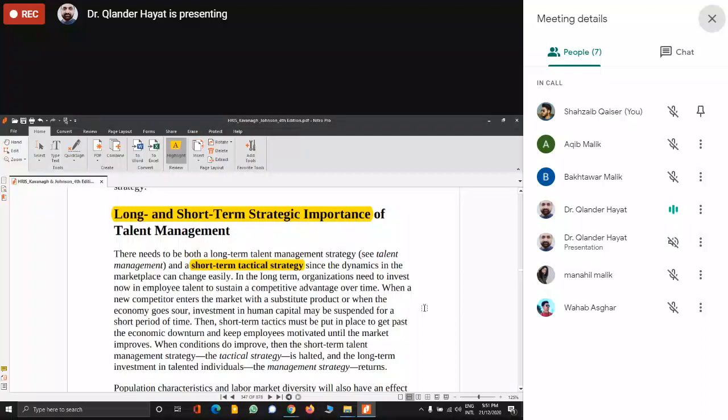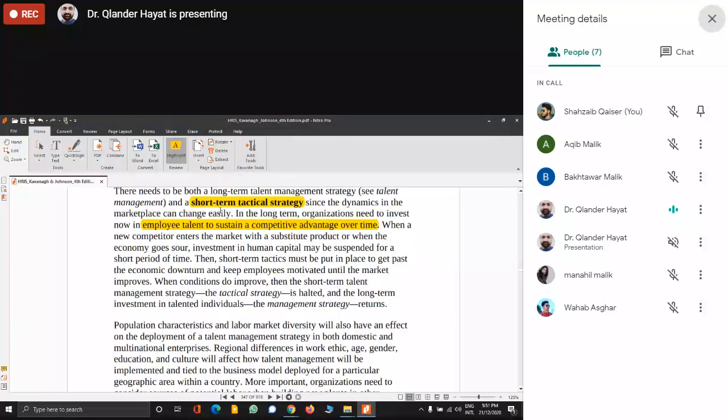And in the long term, organizations need to invest now in employee talent to sustain a competitive advantage over time. Companies retain their employees to gain or sustain their competitive advantage. And when we talk about the short-term or tactical strategy, that is halted, and the long-term investment in talented employees, the management strategy returns.